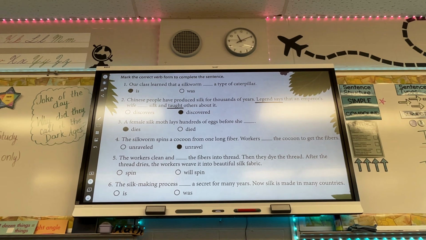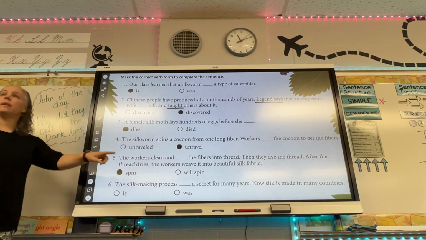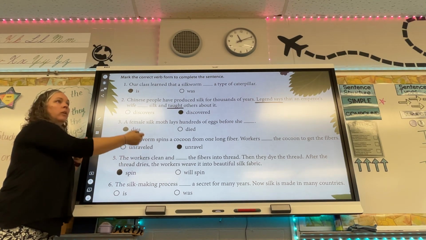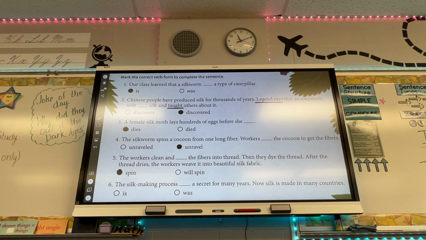Number 5. The workers clean and blank the fibers into thread. Then they dye the thread. After the thread dries, the workers weave it into beautiful silk fabric. What do you think, G? Spin. Good. The workers clean and spin. Okay, if it was will spin, it would also have to be the workers will clean. Okay, so the verbs, if you have 2 verbs, they have to be in the same tense there.